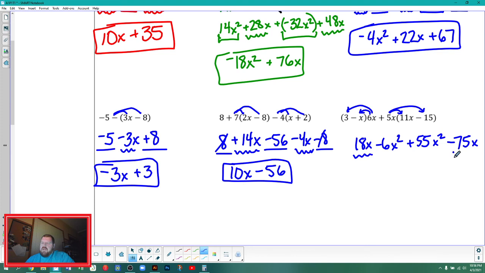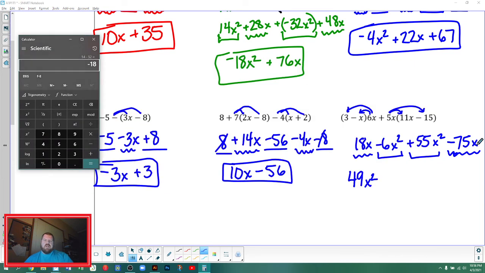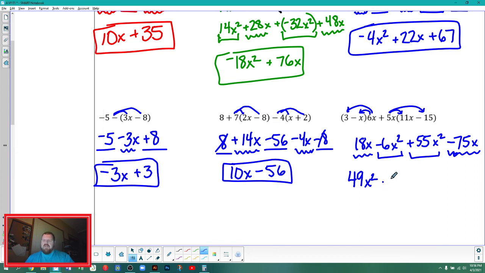X terms, I have these two. Include that sign. And x squared terms, I have these two. So dealing with x squareds first, I have a negative 6 and a positive 55. You could subtract. You could go 55 minus 6. That's going to give you 49. And then 18 minus 75. Let's just be sure on that one. I'm going to go, no, I'll do it. 18 minus 75, negative 57.